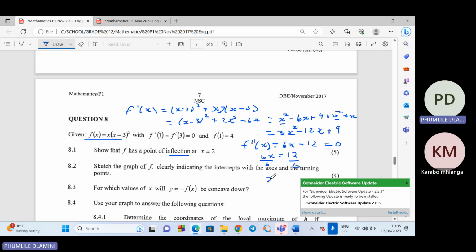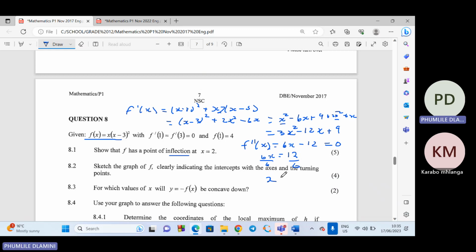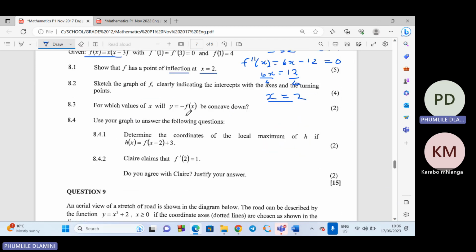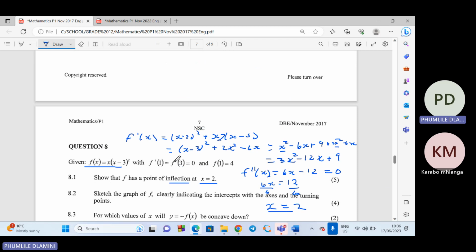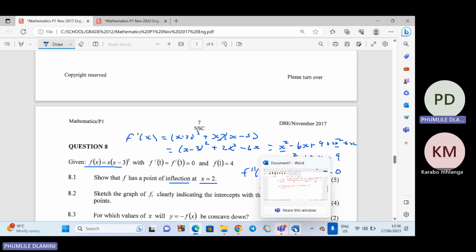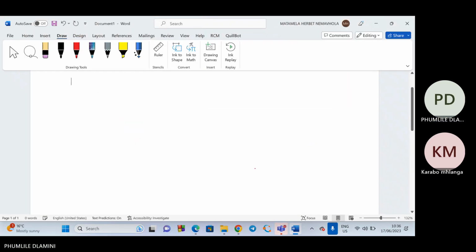Then you will see that our x equals to what? 12 divided by 6 is 2. So you have proven that x equals 2. But this rule that I showed you, I think is going to be more confusing to you. So let's just take this in a very simple way that you can use.